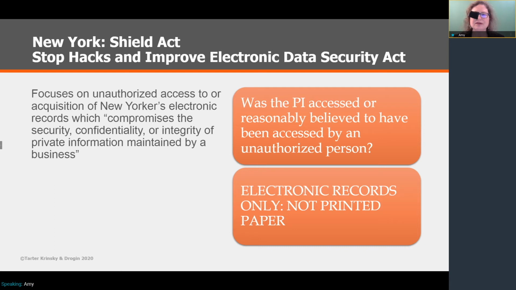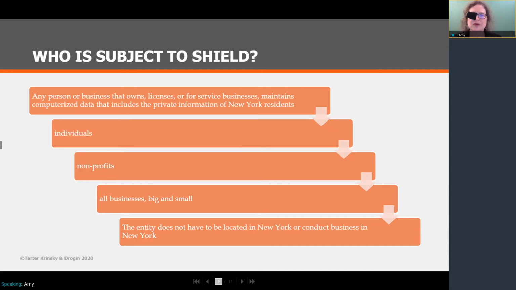So unauthorized access to or acquisition of New Yorkers' electronic, not paper, electronic records, where that unauthorized access may compromise the security, confidentiality, or integrity of private information maintained by a business. And the question that the law requires one to ask is, was the private information accessed or reasonably believed to have been accessed by an unauthorized person? So even if nothing was taken, if there was an attempt and your IT people said, uh-oh, our systems were challenged, well, then the law still applies, again, to electronic records only. So who is subject to SHIELD? Any person or business that owns or licenses, or for service businesses maintains, computerized data that includes the private information of New York residents. So this covers everyone: an individual who may have this data, a nonprofit who may have this data, businesses big and small.